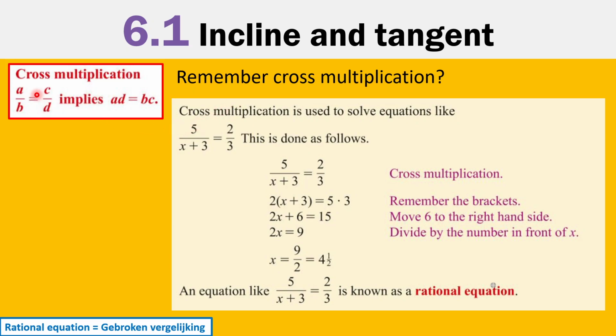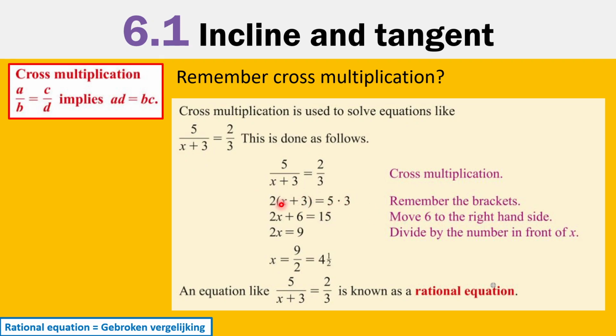That A divided by B equals C divided by D now implies that if I would draw a cross here, AD is equal to BC. And that was introduced in chapter 2. In chapter 4, we could solve equations like this by doing 5 times 3 and 2 times x plus 3, which is written down right here.